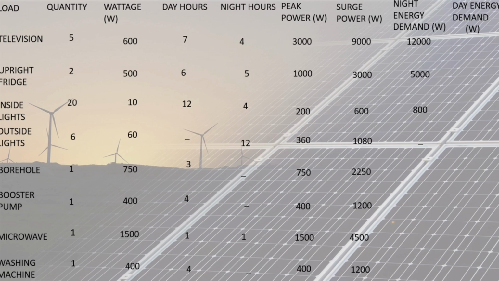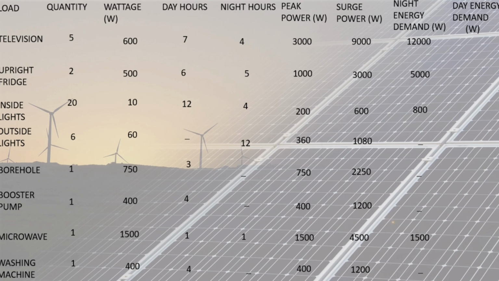Now we move on to calculate for the ball. The ball doesn't work during the night, so we have nothing. The booster pump doesn't work during the night, we have nothing. And the microwave works 1 hour, so we have 1500. And our washing machine doesn't work during the night, so we get nothing on that.